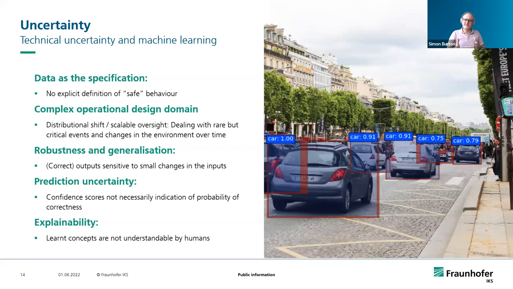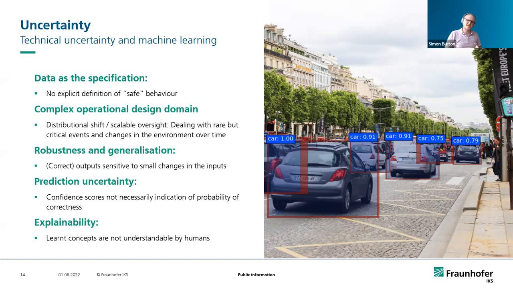These machine learning functions are obviously very sensitive to the training data that they use. And if the environment changes over time, and that's not represented and reflected in the training data, then it can lead to a degradation of functionality and performance over time, as we have what we call distributional shift in the operational design domain.